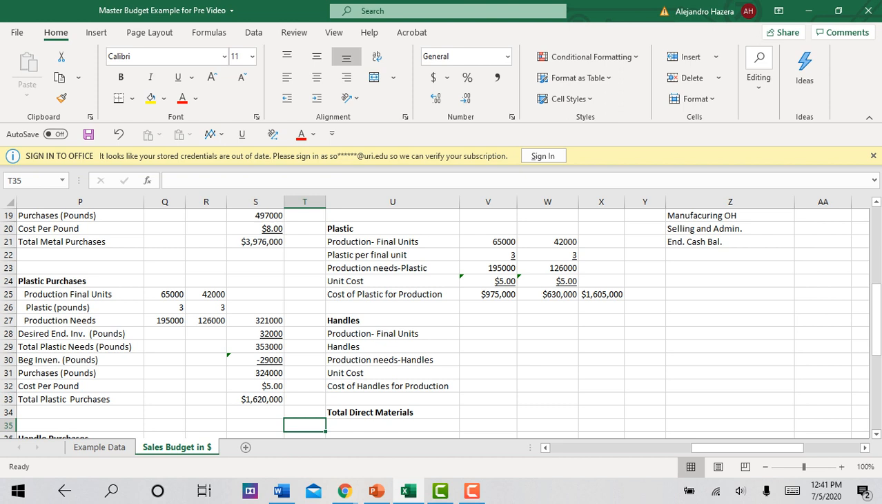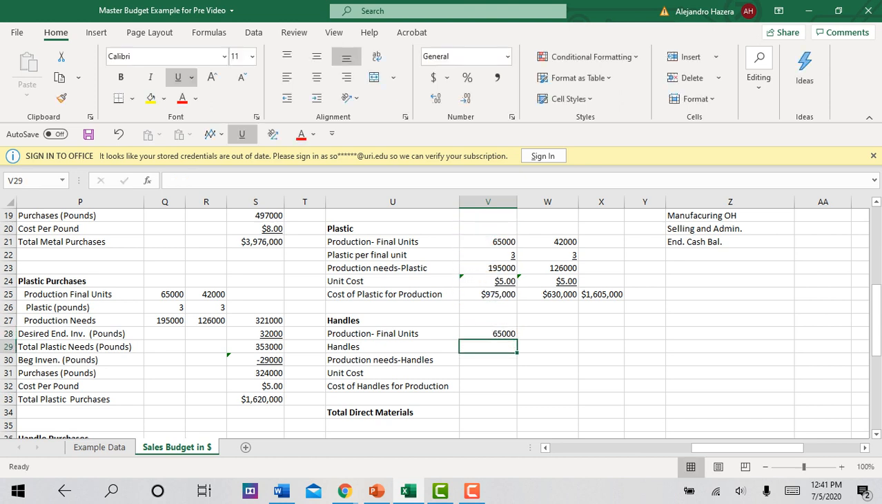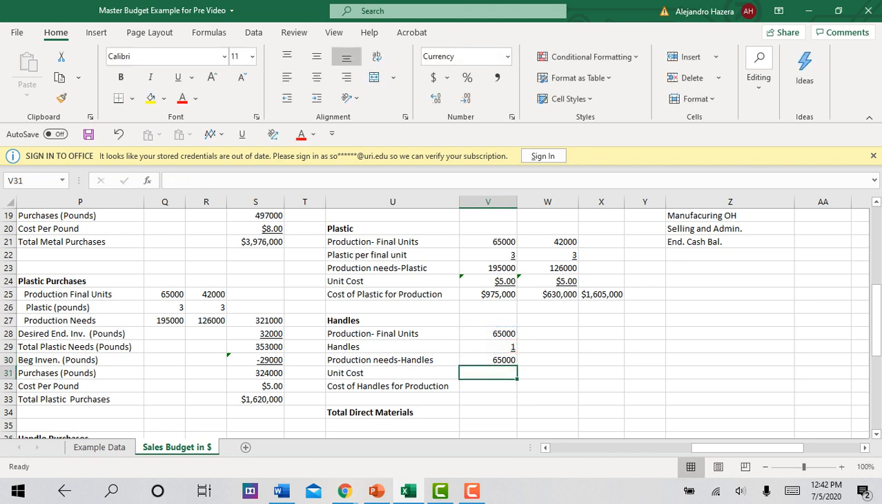Okay, so we've got three types of direct materials. First one is metal, the next one is plastic, and the final one is handles. And handles only go into drills, and drills is the first column here. So we know the final units of drills, we know we're going to make 65,000. Take that from anywhere. Then I'm just going to put in one drill because one drill has one handle. So if we take 65,000 drills times one handle per drill, it's going to give us 65,000 handles we need.